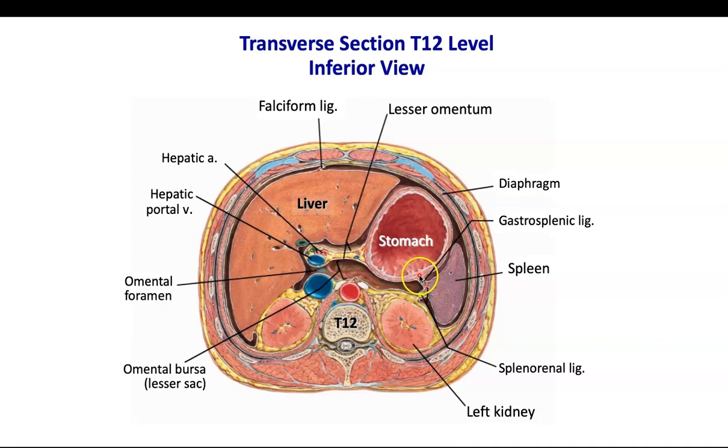One such ligament connects the stomach to the spleen, we call it the gastrosplenic ligament, which contains the short gastric vessels, which are the branches of the splenic artery.